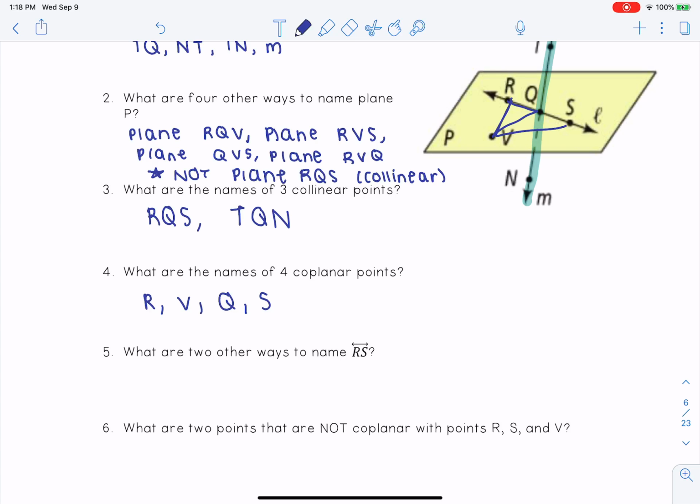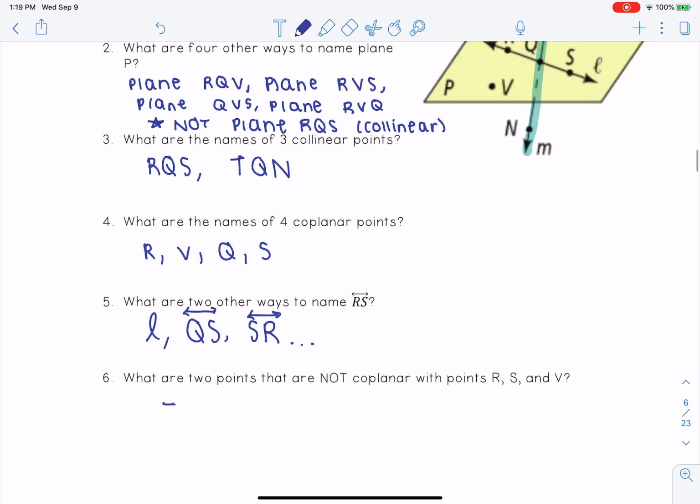Another question asks, what are 2 other ways to name line RS? Well, if I look at line RS, that can be named with the cursive L. That can be named with other points on it, so like QS or SR. And there's some others too. What are 2 points that are not coplanar with points R, S, and V? So what points are not on the same plane? Well, if I look at R, S, and V, they're all on this yellow plane that I have. So points off of it are like T and N.